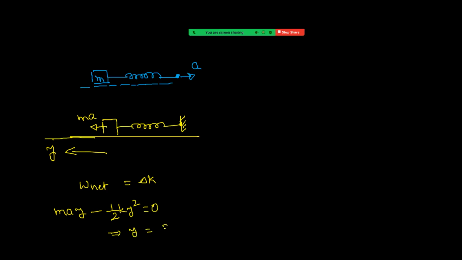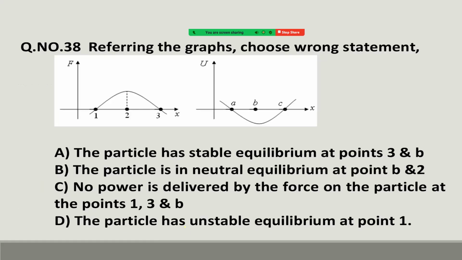From this, y equal to 2ma by k. So only changes in the place of g, it is acceleration a, right? In the last question, we got 2mg by k. It is now 2ma by k. So both are almost the same problem, right? Let us see next one.